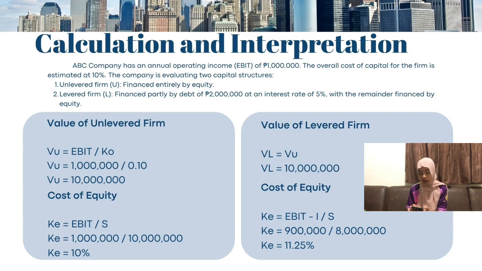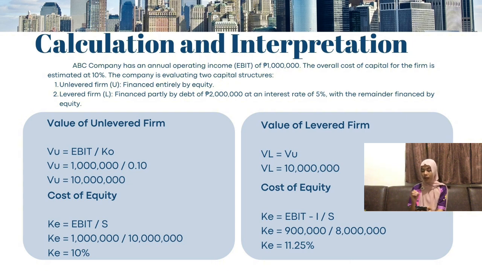Ayan, we have calculation and interpretation. We have the problem of ABC Company. ABC Company has an annual operating income, EBIT, of 1 million. The overall cost of capital for the firm is estimated at 10%. The company is evaluating two capital structures. First, the unlevered firm, financed entirely by equity. Second, the levered firm, financed partly by debt of 2 million at an interest rate of 5%, with the remainder financed by equity.